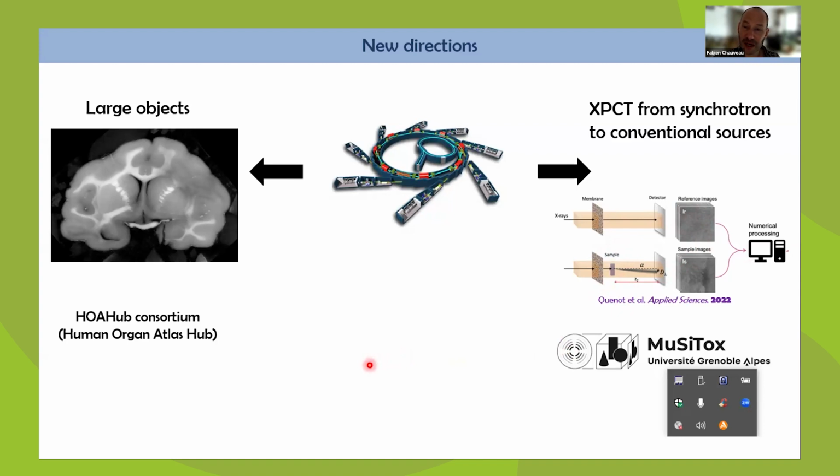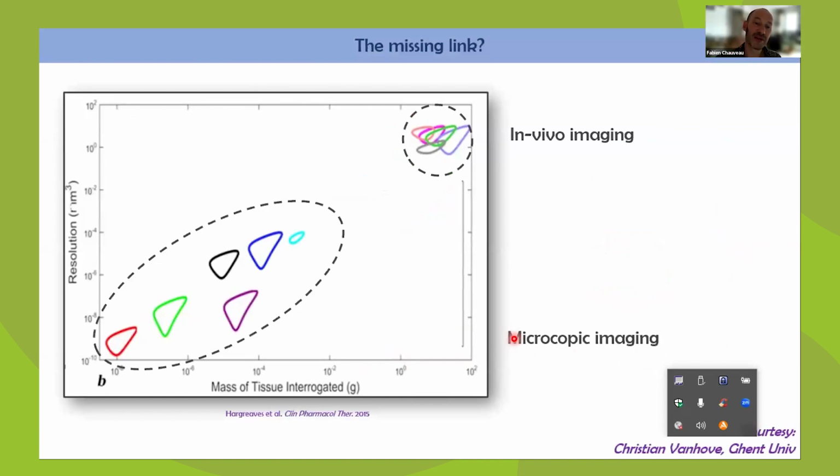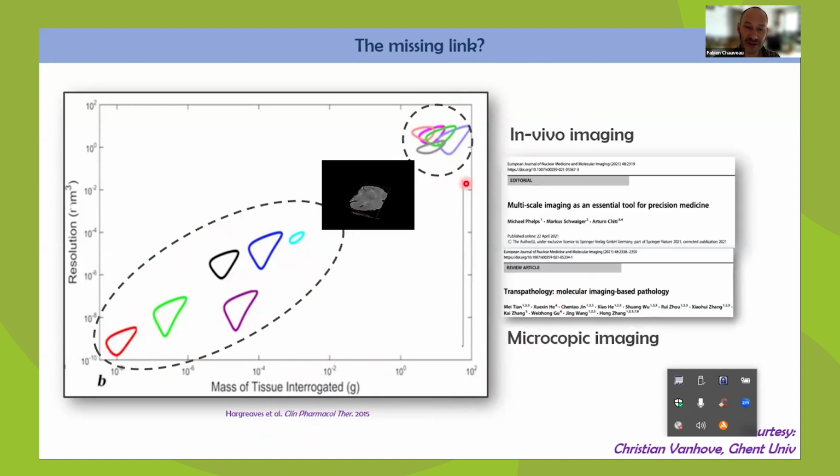So I really think that in the near future we will be able to use XPCT, but not only at the synchrotron. And more generally, I think this is really a great technique, because the resolution that you get, which is typically between 1 and 10 micron, is exactly the gap that you usually have between in vivo imaging techniques like MRI and PET and a wealth of microscopic imaging techniques, optical techniques, where you usually work at a sub-micrometric resolution. So I think there is great potential for multi-scale imaging, or what people now call transpathology, in the future.